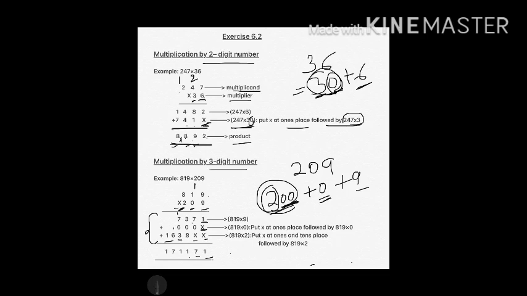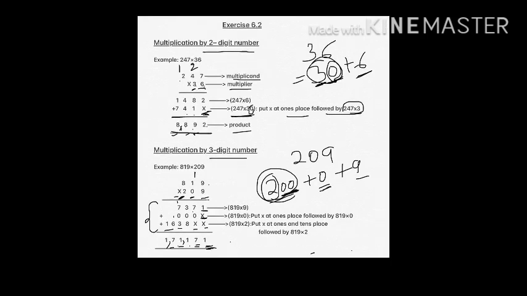And then you can put commas according to the Indian number system, starting from the right side here. Count 3, 1, 2, 3, and then you can put comma here. Then 1, 2, because the thousands place has 2 digits, 2 place values only. So before 2 digits you will put a comma here like this. Now you can easily read the number. The answer is 1,71,171. So this was the explanation about multiplication by 2-digit number and multiplication by 3-digit number.